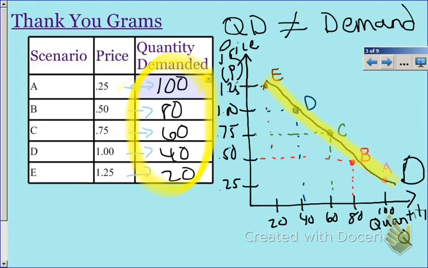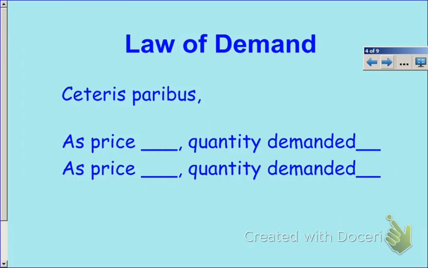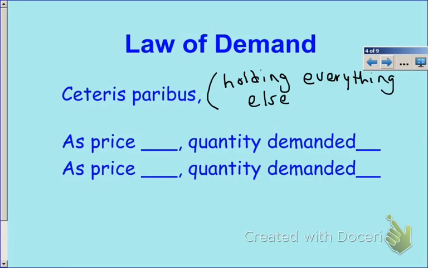Now, what I want you to notice is the shape of this demand curve. The demand curve, as you can see, is downward sloping, right? And that is going to lead us to our law of demand. The law of demand states, ceteris paribus. Now you might say, what in the world is that? Ceteris paribus is simply a Latin term that means holding everything else constant. Meaning there are no other changes in the world. There's only one thing that's changing. And in our case, the change is going to be price.